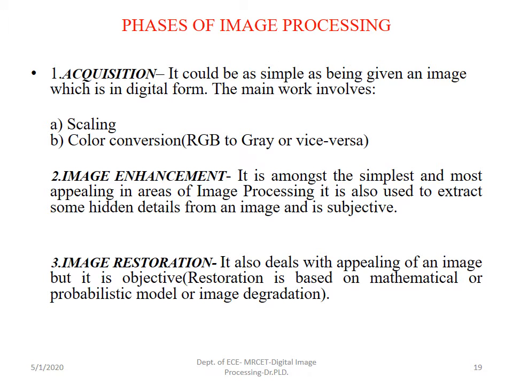So, phases of image processing. Acquisition. It could be as simple as being given an image which is in digital form. The main work involved in it: the first one is scaling, the second one is color conversion. The main phase of image processing, if you observe, the first one is acquisition. How you are capturing the image and what main tools are required for capturing the image is involved in this acquisition process. It is a very simple process, but the image is in digital form.